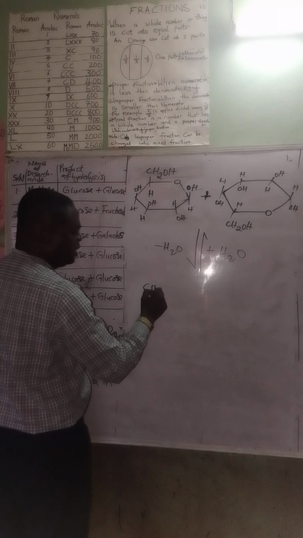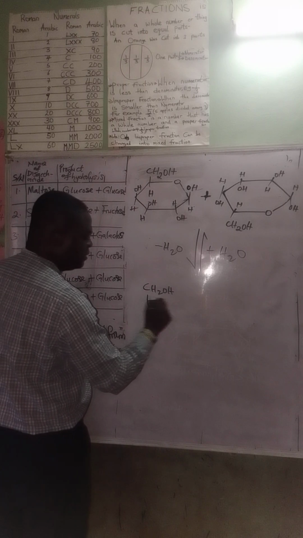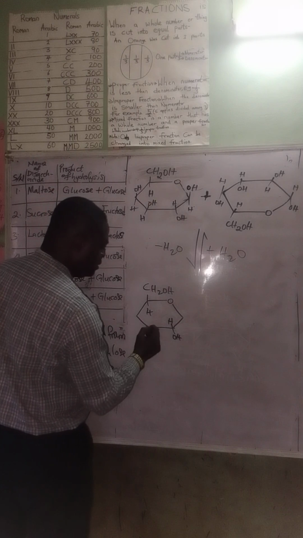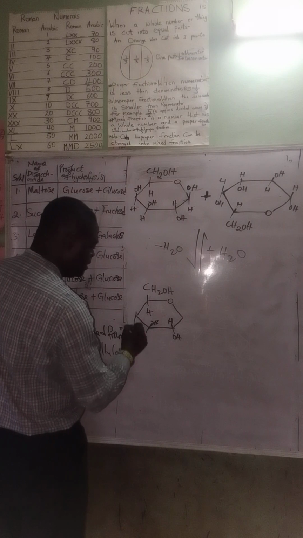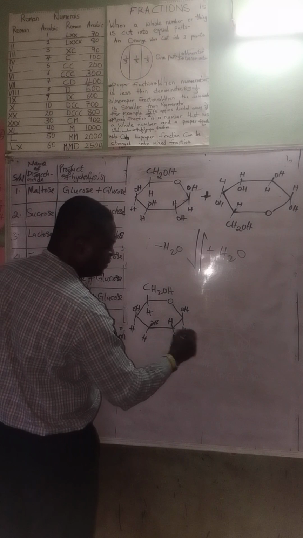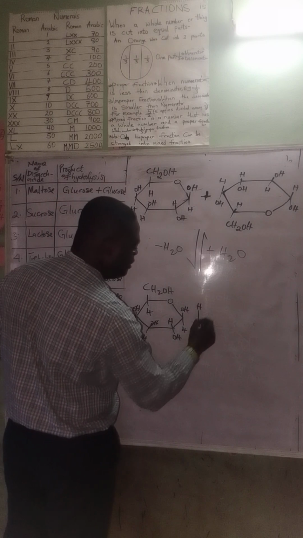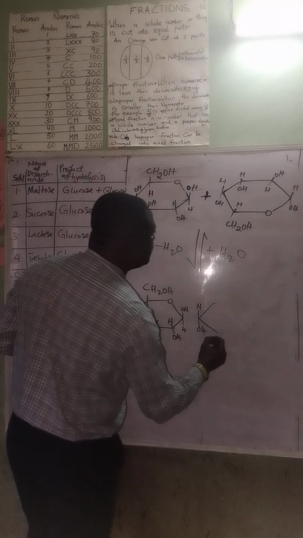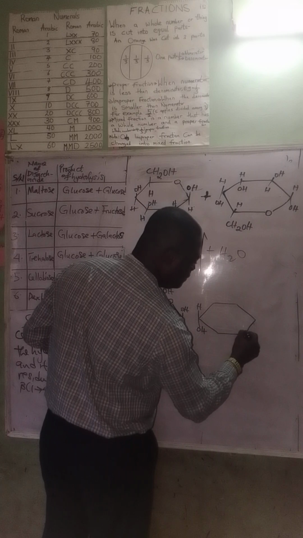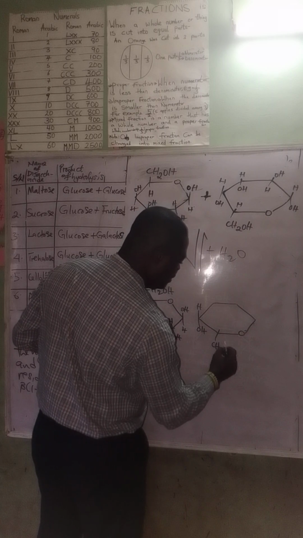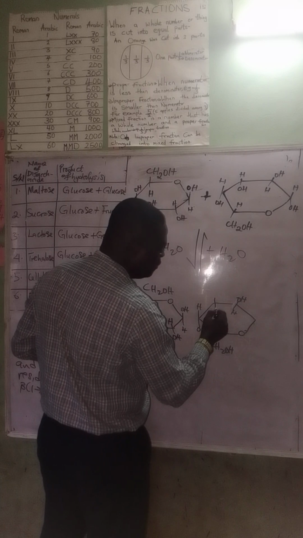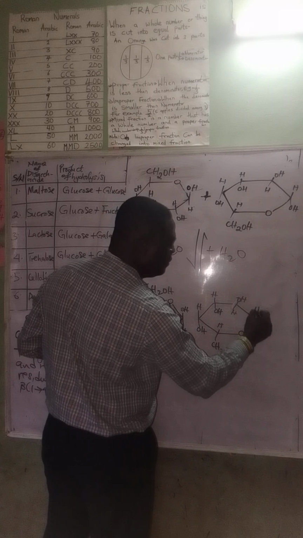So let's look at CH2OH. Then I have this. I have H, OH. I have OH, H. I have OH, H. Then I still have OH up, H down. So the other one, I have H, OH. Don't forget what we have here. I have oxygen here. Okay, and I have CH2OH here. So I have H. Here I have H, OH. I have OH and H. And here I have H and OH.